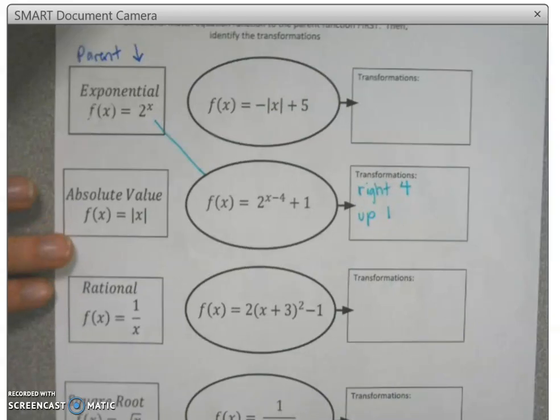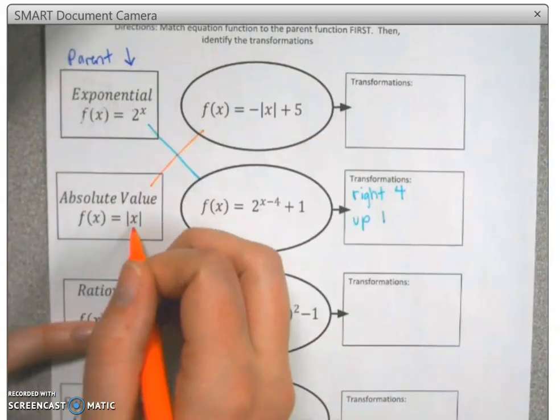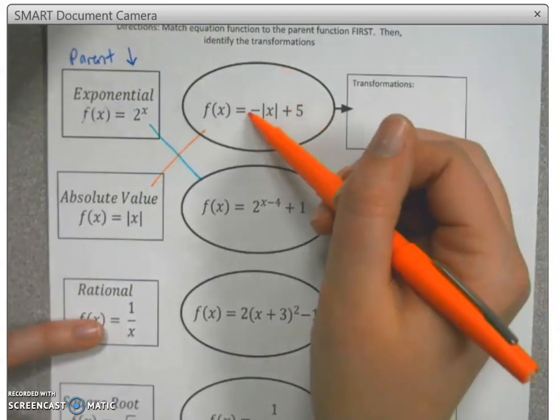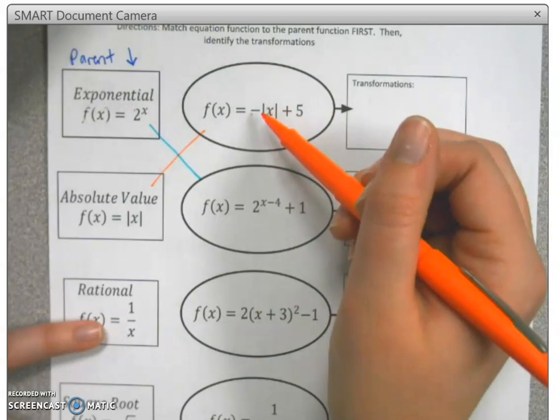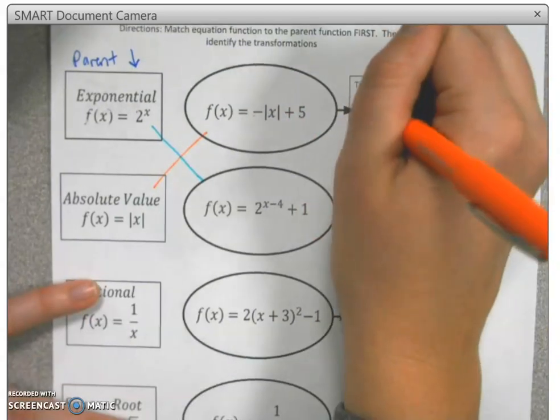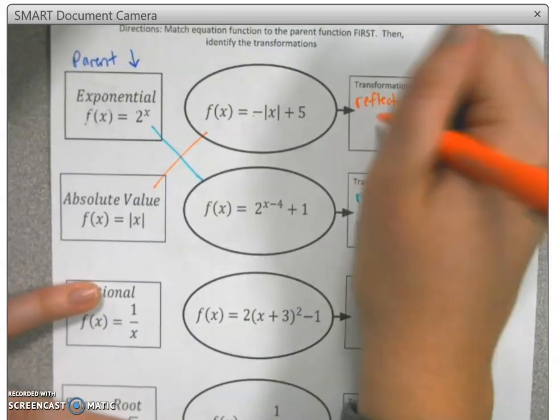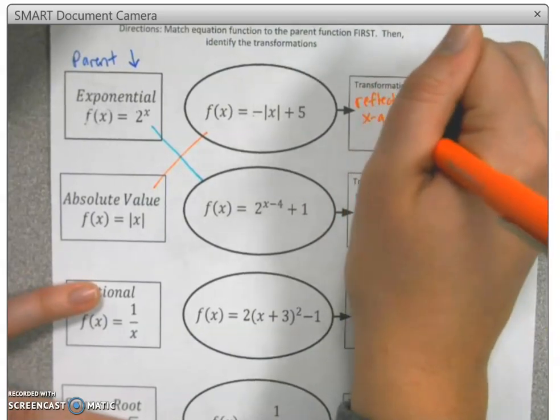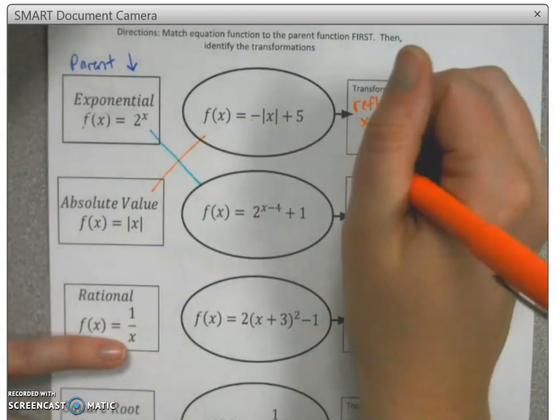For absolute value, that one is here. So I have the absolute value of x. It got translated to be negative absolute value of x plus 5. So the negative reflected it over the x-axis. And this plus 5 on the end made it go up 5.